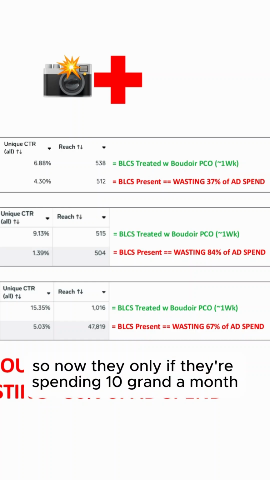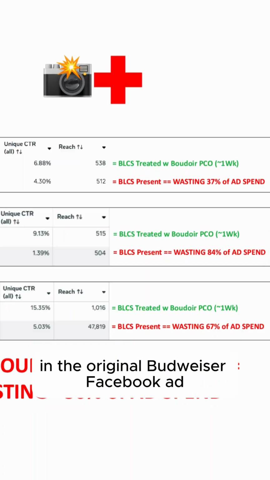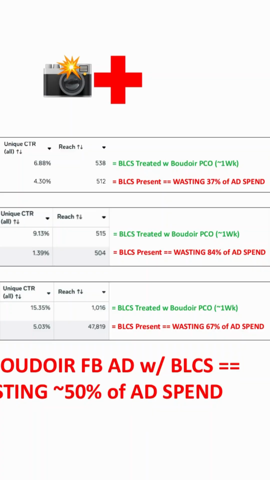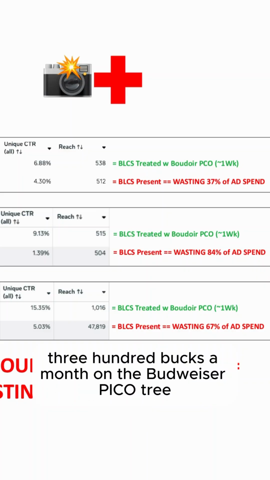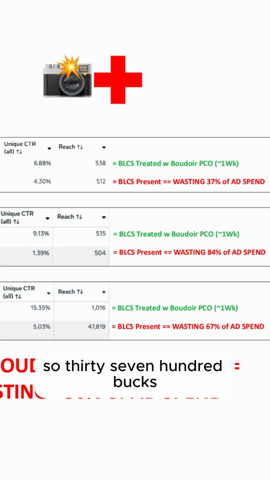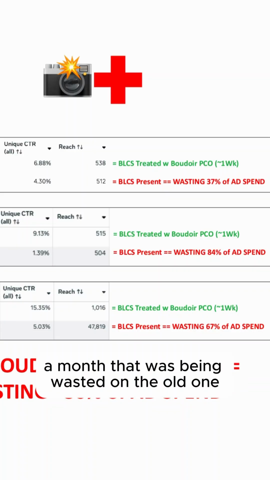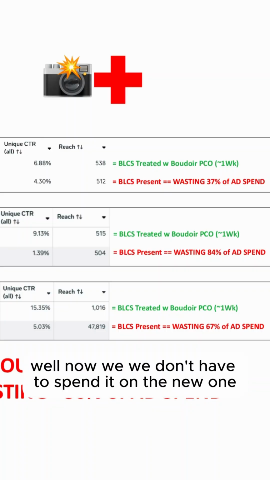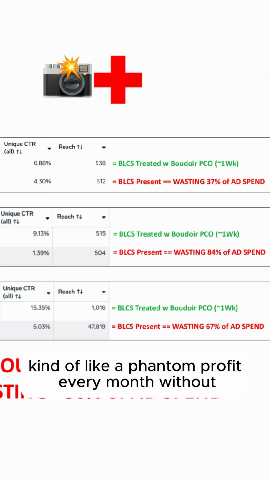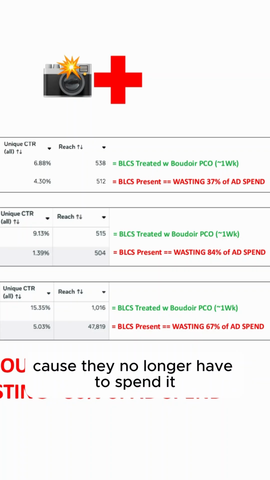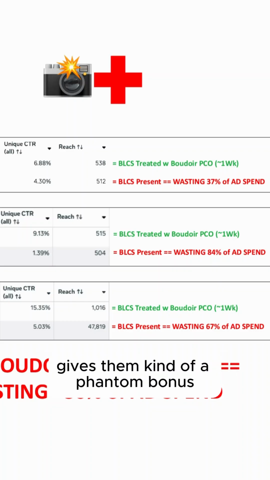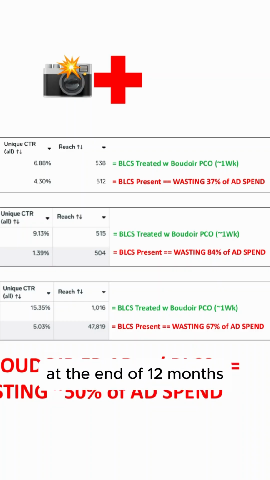So now if they're spending 10 grand a month on the original Boudoir Facebook ad, they only need to spend $6,300 a month on the Boudoir Pico treated ad to get it into the same number of women's brains. So $3,700 a month that was being wasted on the old one, now we don't have to spend it on the new one. We just pocket that. So the Boudoir photographer pockets that. Has like a phantom profit every month because they no longer have to spend it. And this gives them kind of a phantom bonus like 40K at the end of the year, at the end of 12 months.